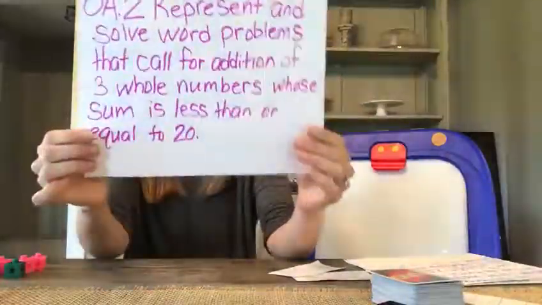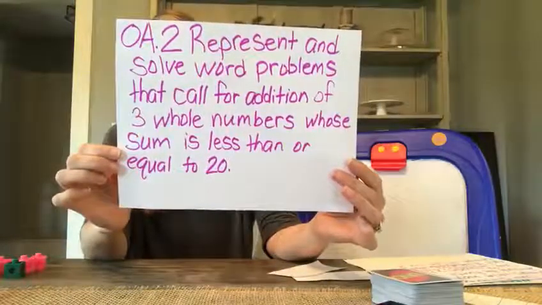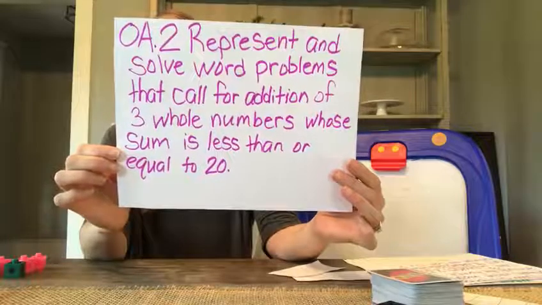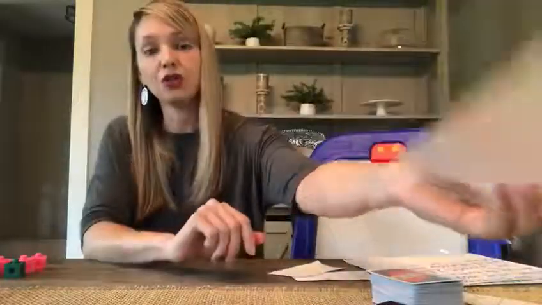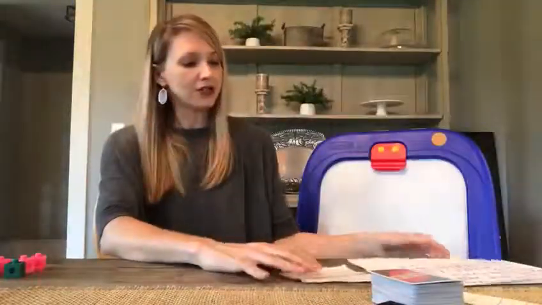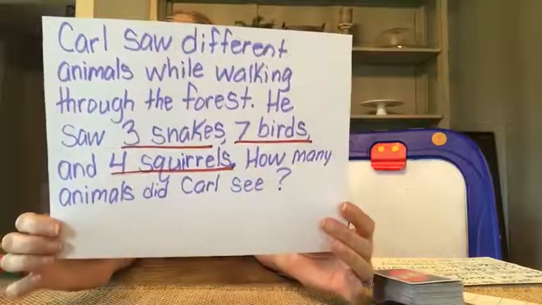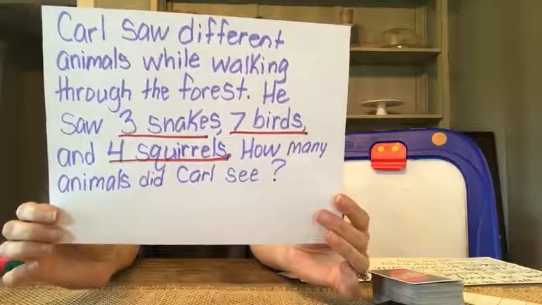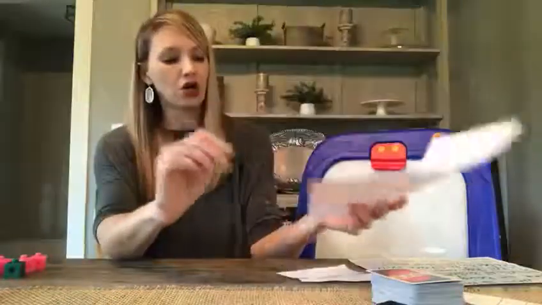All right, so we're going to work on our standard that we did yesterday. OA2, represent and solve word problems that call for addition of 3 whole numbers whose sum is less than or equal to 20. All right, so here's our first word problem. It says, Carl saw different animals while walking through the forest. He saw 3 snakes, 7 birds, and 4 squirrels. How many animals did Carl see?